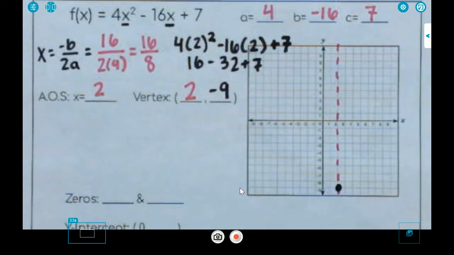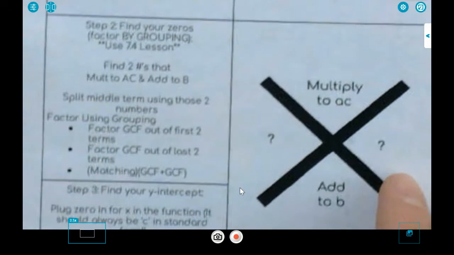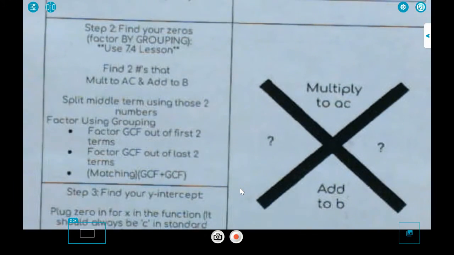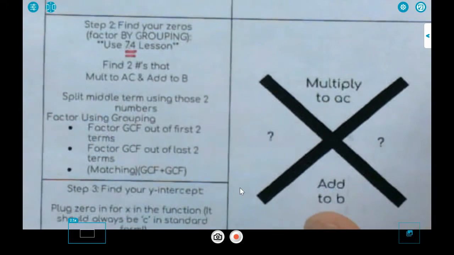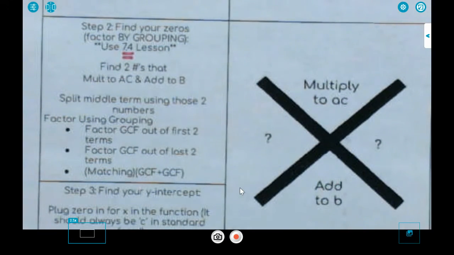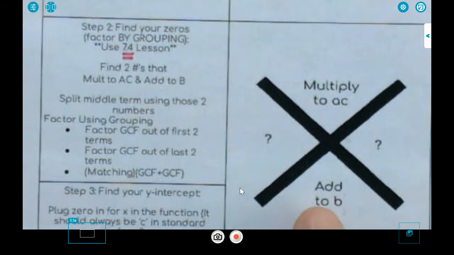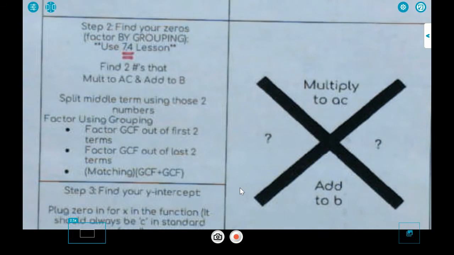Okay, so we're going to talk about finding our zeros now. To find our zeros, we are going to factor by grouping using our 7.4 lesson. So this is what's different about today and what we did on Monday. We have to use our 7.4 lesson to factor. How we do that is we find those two numbers that multiply to AC and add to B. We use this magic X. Once we do that, we split up our middle term and we factor by grouping.